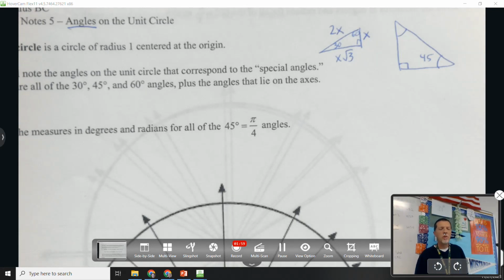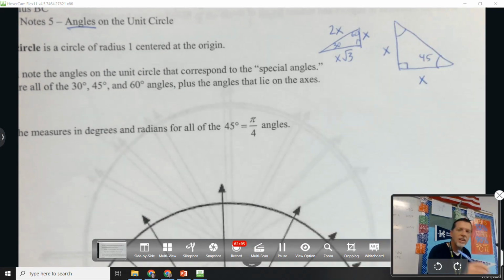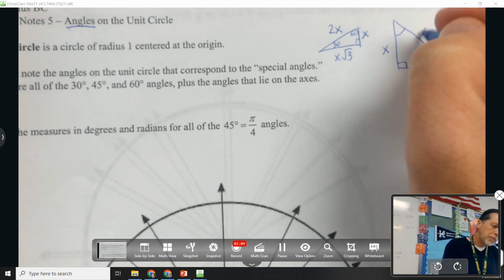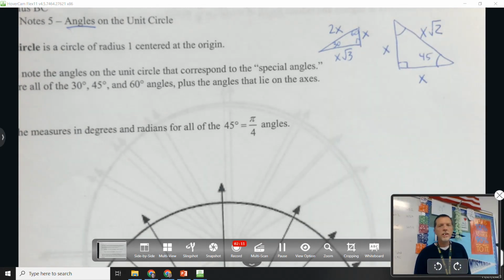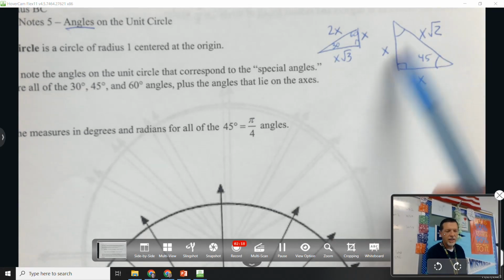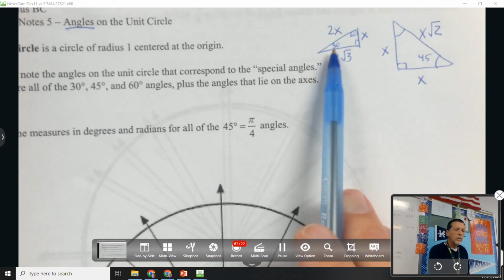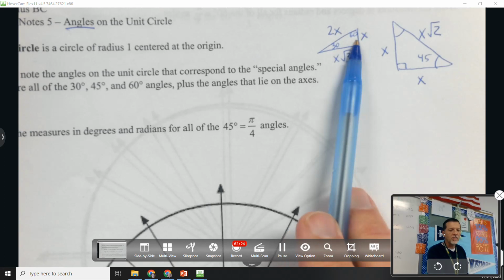We'll use these tomorrow more, but we may as well see them today. 45: short side still X, short sides, and then X root 2. And then a bunch of those values will show up on the unit circle because sines and cosines are ratios. But for now, the key angles are 30 and 60 and 45.